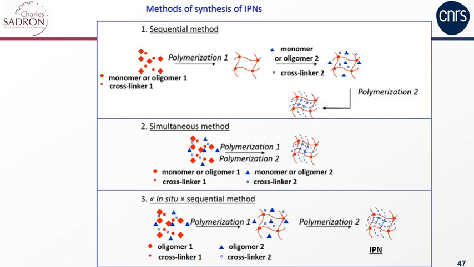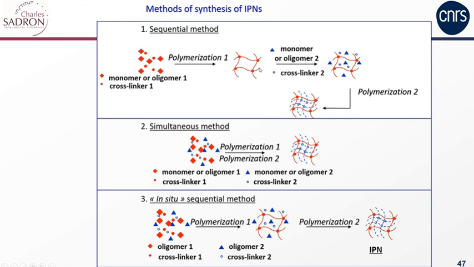So these are the methods to synthesize IPNs. Three main methods. The first method is the sequential method. In the sequential method, we first mix homogeneously the monomer or the oligomer with a crosslinker. We polymerize and we obtain a network.